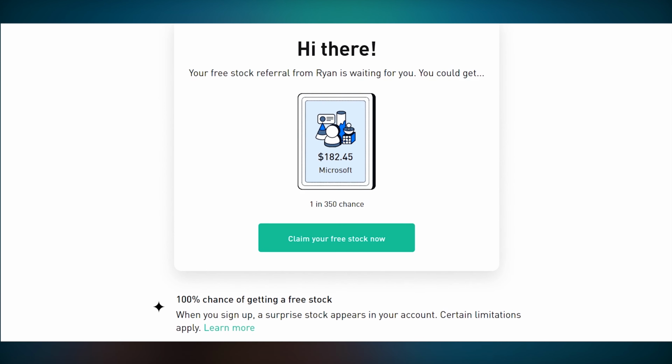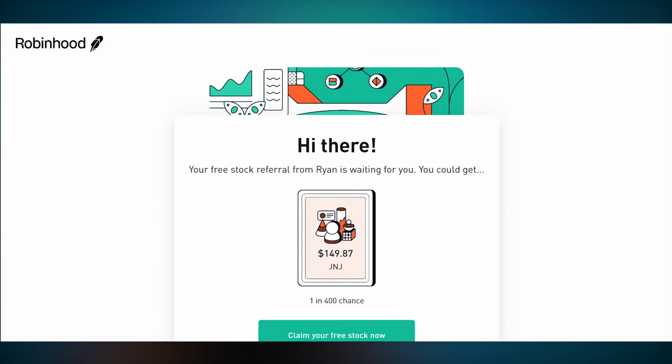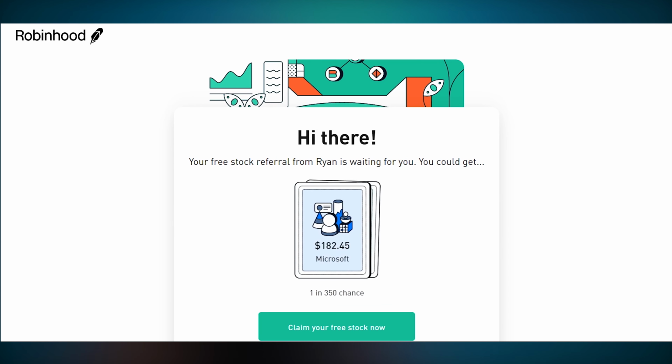The first thing you're going to want to do is download the Robinhood app. This way you can follow along with this Robinhood investing tutorial. Following me step by step is the best way to learn.